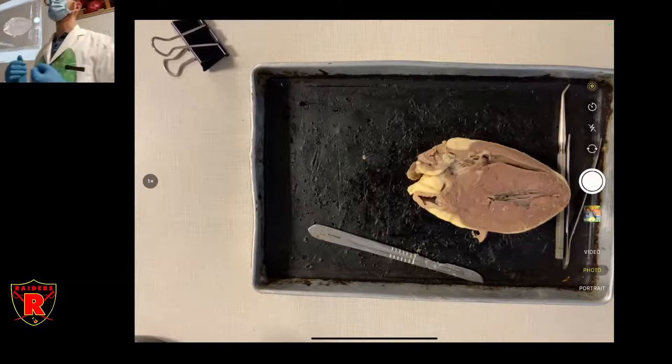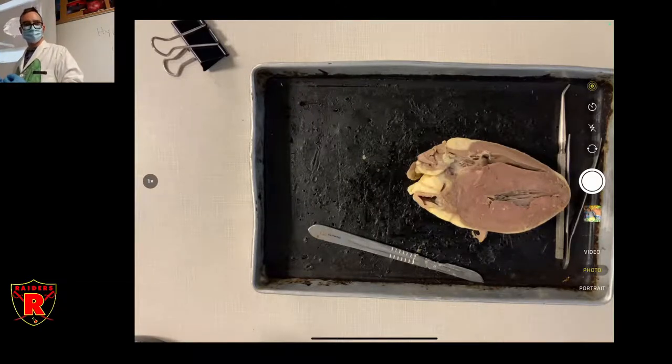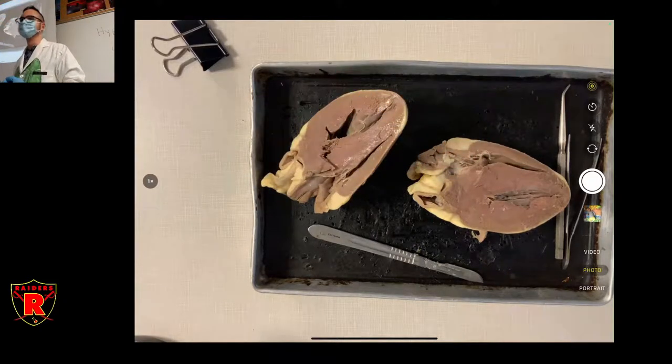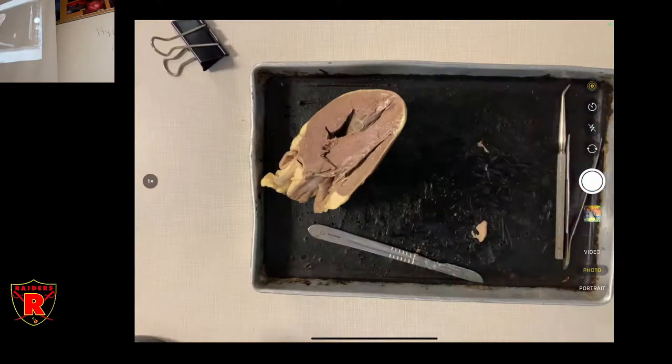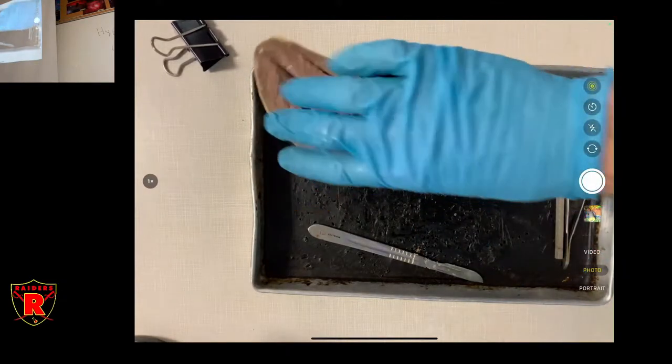Yep, just toss them in the trash. Anyone else before I put this heart away? No, thank you. All right. I'm doing perfectly well. I've done fine my whole life without touching a heart. I'll just keep going.